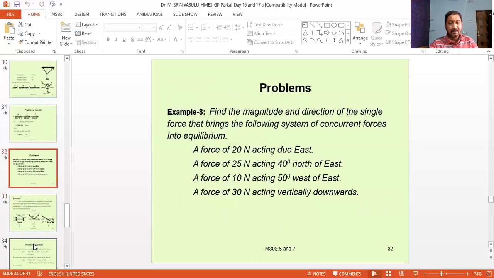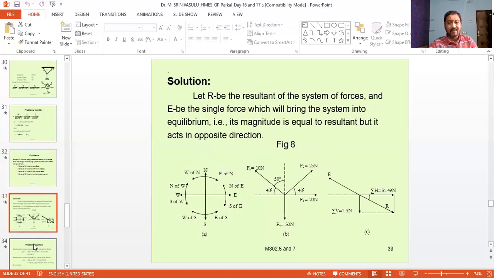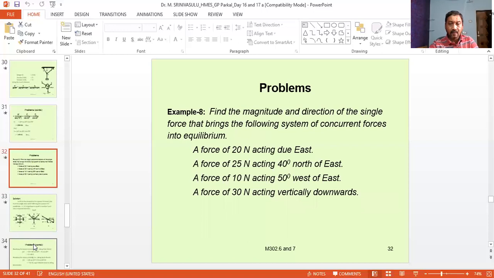Next, the third force is 10 newtons acting 50 degrees west of east. Again the angle is given as 50 degrees from the east, so the 10 newtons acts in the west direction, making an angle of 50 degrees.